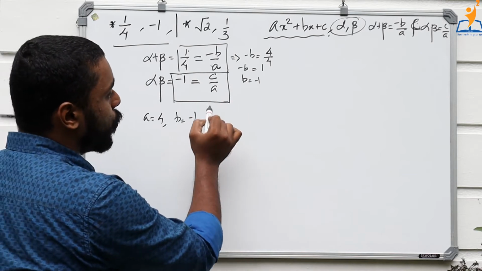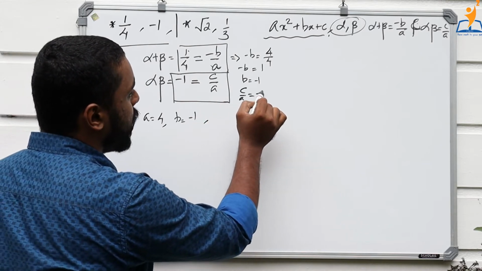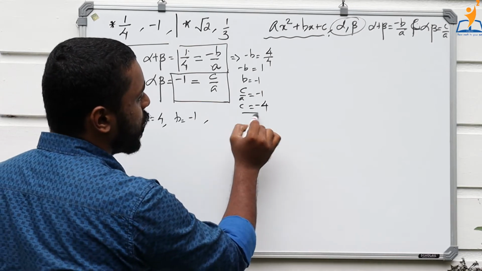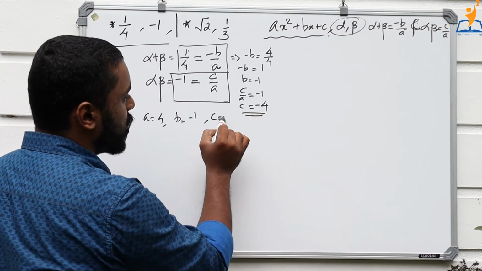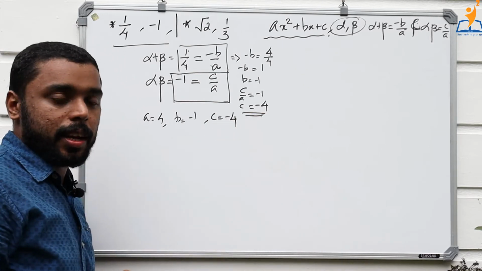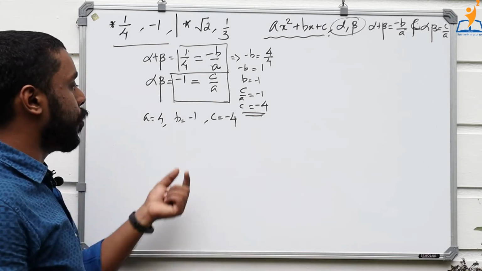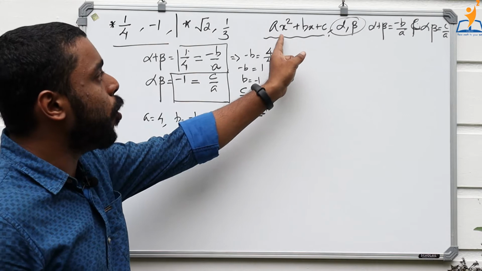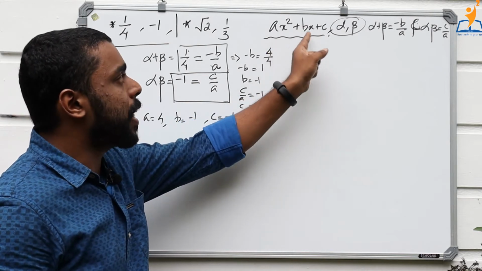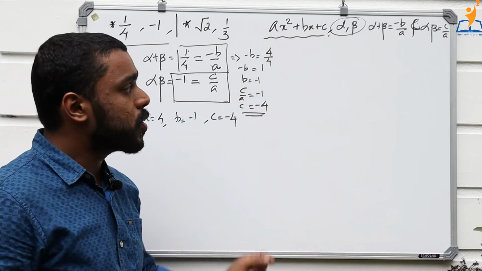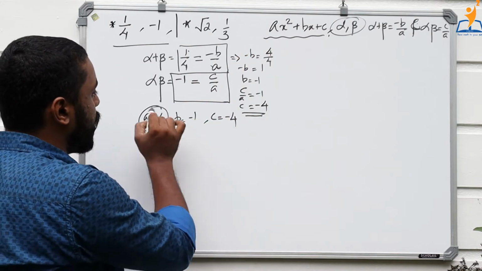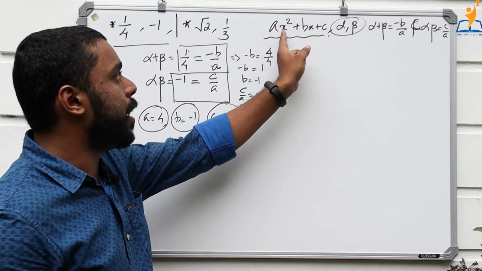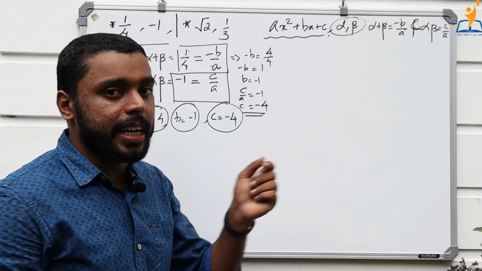Similarly, when a is equal to 4, c by a is equal to -1. We know that c is equal to -1 into 4, -4. So we have c equal to -4. Clear? So we have a is equal to 4, b is equal to -1 and c is equal to -4. Our quadratic polynomial has the form ax square plus bx plus c, right? So when we substitute the values of a, b and c in the form ax square plus bx plus c, we get a quadratic polynomial.